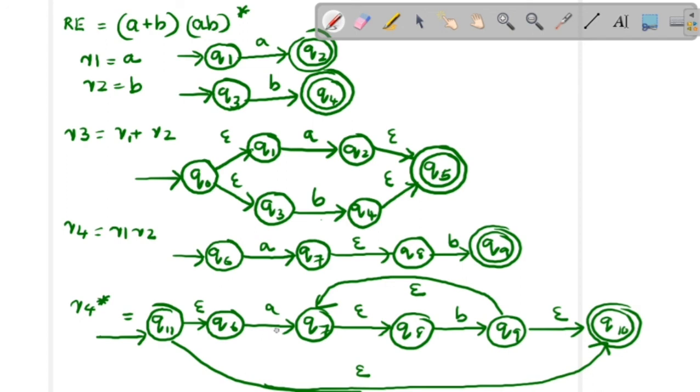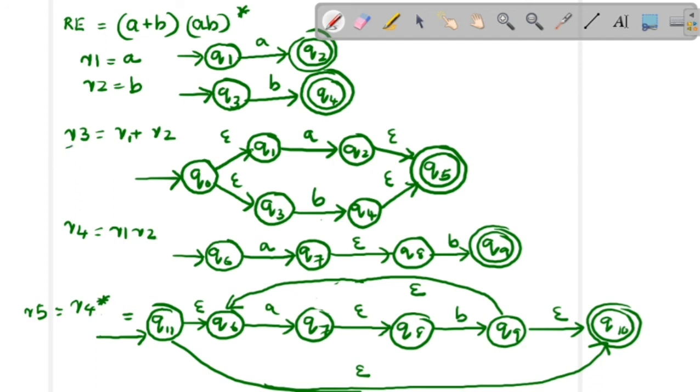R4 is equal to R1, R2. Sorry, here it is the epsilon transition. So AB, here it is through this path epsilon only, through this path AB, then by this epsilon transition it can accept any number of ABs. Okay, so next our aim is to combine what? We have R4 star, R5 is equal to R4 star.